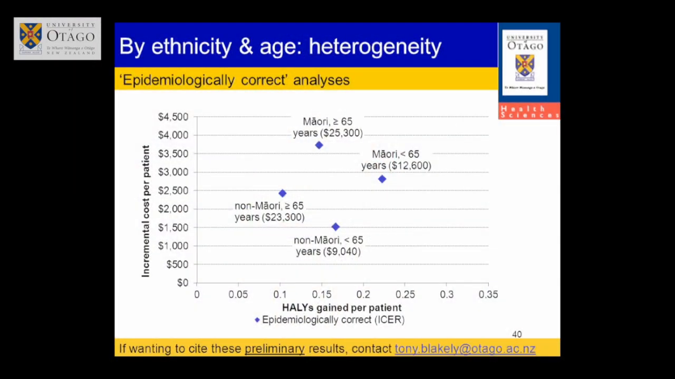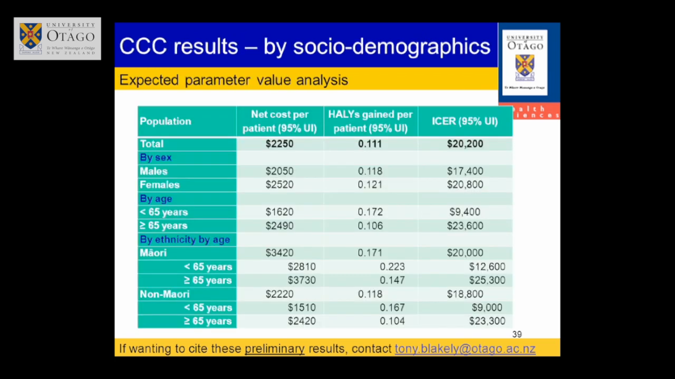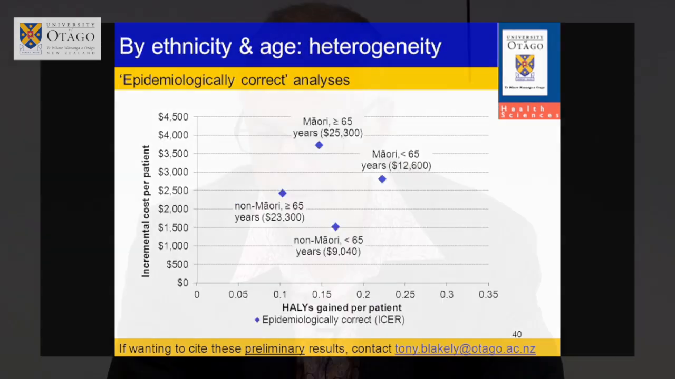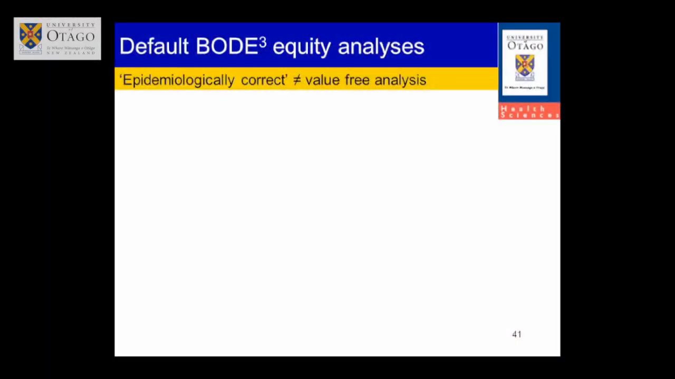So you see that as you are younger here, you tend to be further to the right, as we saw before. Older, not as far to the right, and you cost more. And so you can read off your ISAs here. The ISAs are in the parentheses there and should be exactly the same as what you see down there. Now, here's the kicker: epidemiologically correct does not equal a value-free analysis.